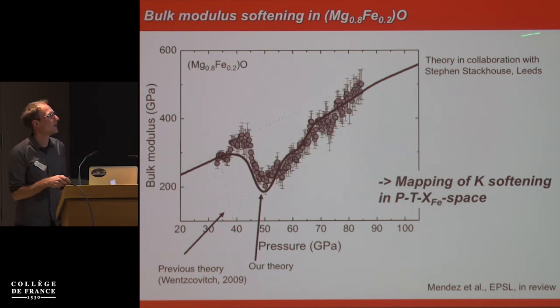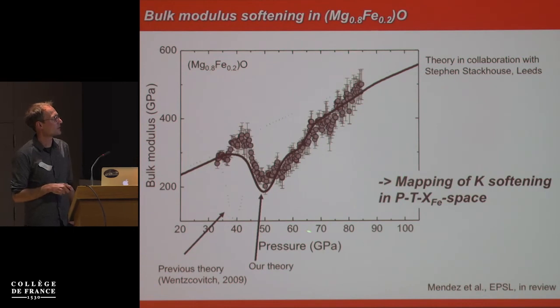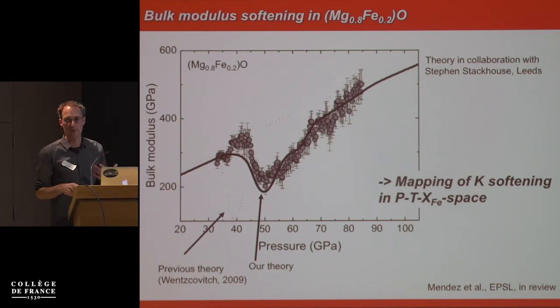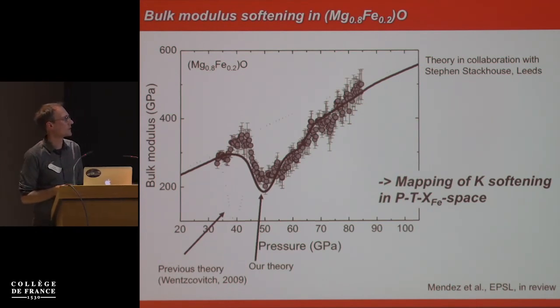So the gray points here are what we get from these kind of data. This is bulk modulus as a function of pressure. Now this has been measured for ferropericlase with 20% iron, so it's kind of realistic. So we expect ferropericlase in the mantle to have maybe 15 or 20% iron, more than the 6% or 8% that previous studies measured. And you can nicely see this softening here. It's actually a bit broader than maybe expected. We also, in collaboration with Stephen Stackhouse, added a bit of theory here to find out the microscopic reasons why we see this broad softening.